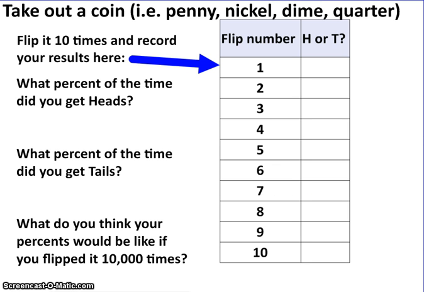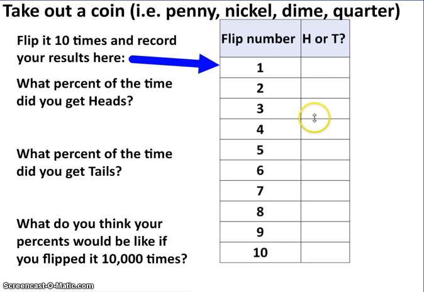All right, so what I'd like for you to do is you see this table here. I want you to get out a coin, and I want you to flip it 10 times. For each flip, you're going to record H for heads or T for tails. Your numbers are going to be different than mine. So I just want you to go ahead and flip it and see what happens.